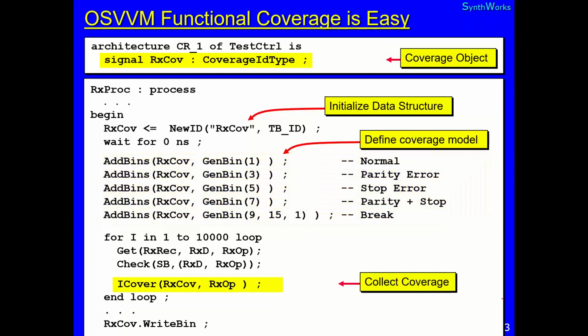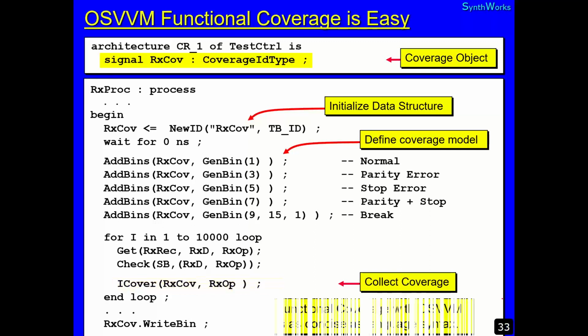Okay, we collect our coverage with iCover. So we're actually monitoring things. We did a get, we do a check, and we record our coverage on what we just saw. So we're at the receiver side. This is the place typically that coverage is collected. One of the things we note here is that functional coverage with OSVVM is just as concise as with language syntax.